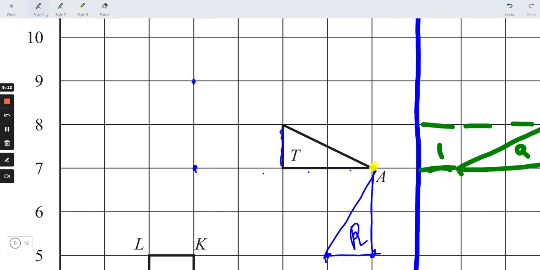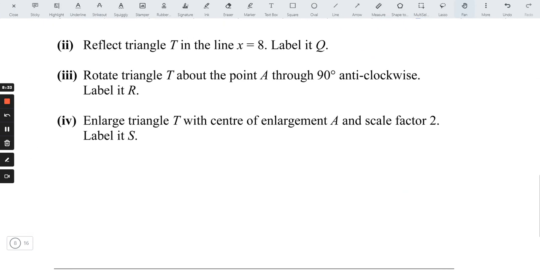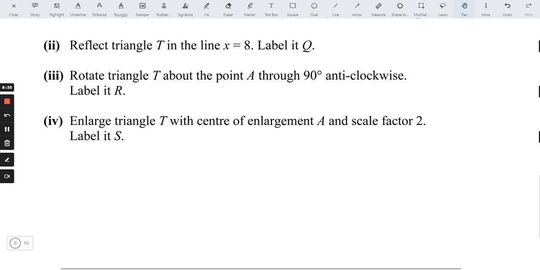So now you can draw. Actually, you can draw it. Tracing paper also helps you to enlarge the triangle here, and label it S. So this is S here. Yeah. Now this is an enlargement. We finished it.